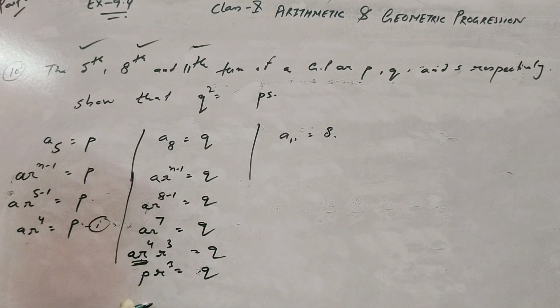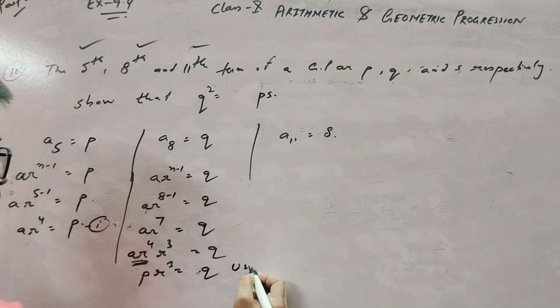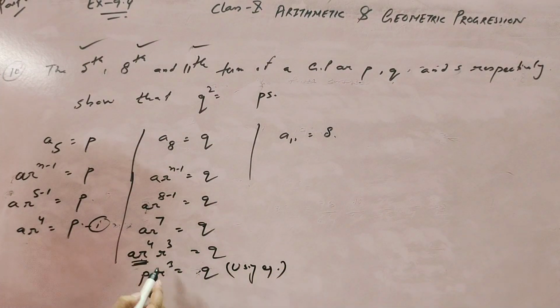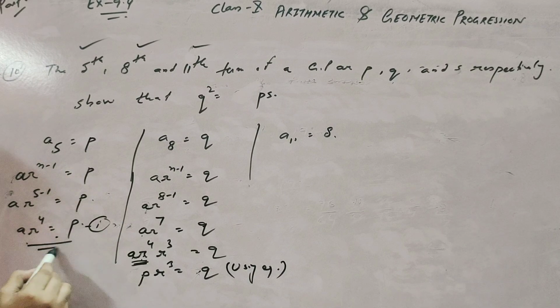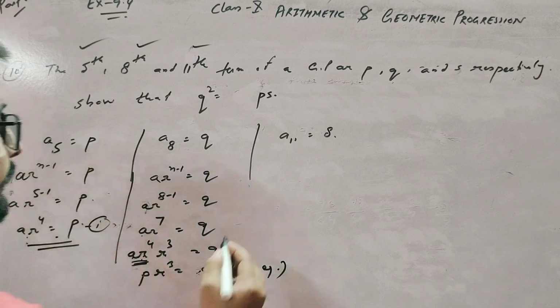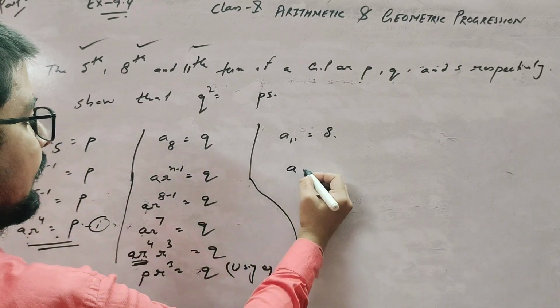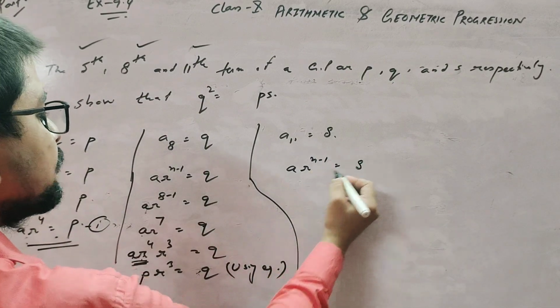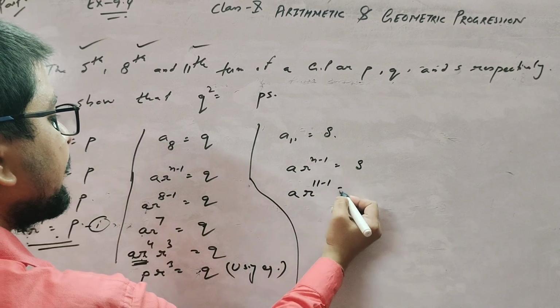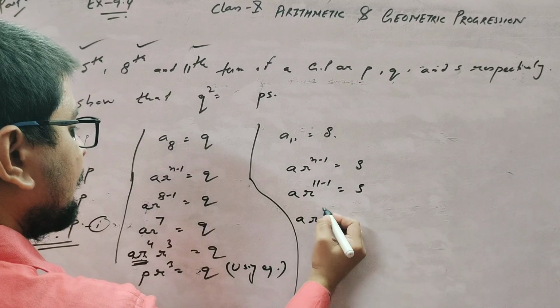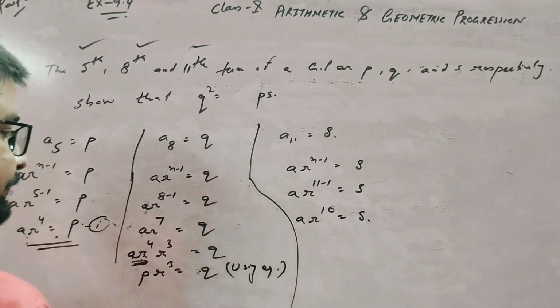Okay. So we write here using equation 1. What we do here, you see ar^7, a clear, r^4 r^3, divided into two parts. So in place of ar^4 we write down P because we get from the equation that the ar^4 value is P. So P r^3 equals Q. Now again ar^(n-1) equals S, that is ar^(11-1) equals S, ar^10 equals S.